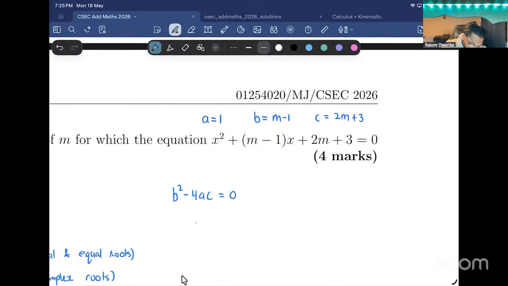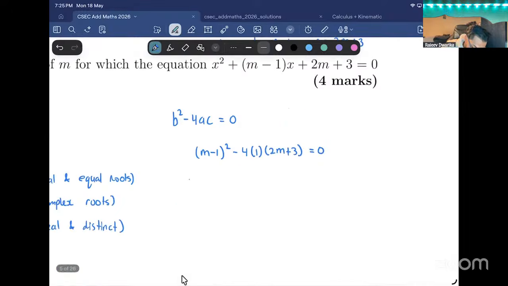Right. So that's going to be b squared. That'll be m minus 1 squared. Cool. A is 1. C is 2m plus 3. And I'm going to set this whole thing equal to 0. So m minus 1 squared means m minus 1 by m minus 1. I have minus 4 here by 2m plus 3 equals to 0.